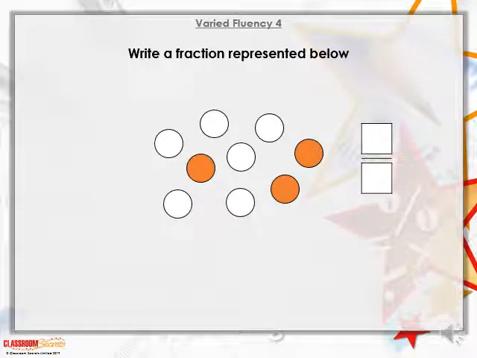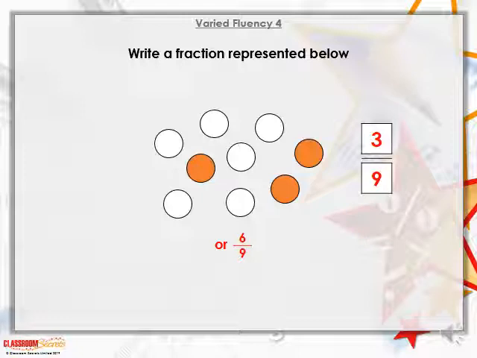Okay, so this following question is asking you to write a fraction represented below. There could be 2 possible answers for this question. So pause the video, work out the denominator, and then work out what the numerator is. Okay, so this question had 2 possible answers.